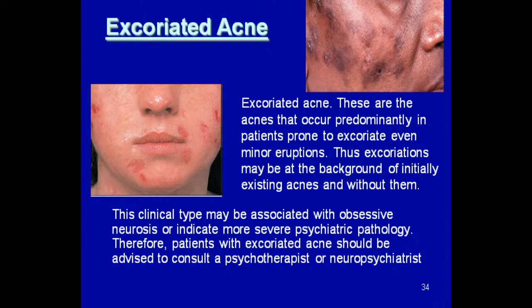Acne excoriata, excoriated acne, are acne that occur predominantly in patients prone to excoriation, even of minor eruptions. Thus, excoriation may be on the background of initially existing acne or without it. This clinical type may be associated with obsessive neurosis or indicate more severe psychotic pathology. Therefore, patients with excoriated acne should be advised to consult a psychotherapist and neuropsychiatrist.